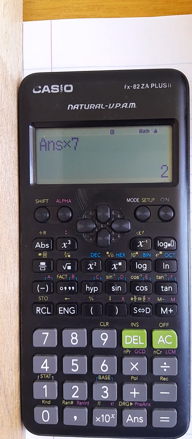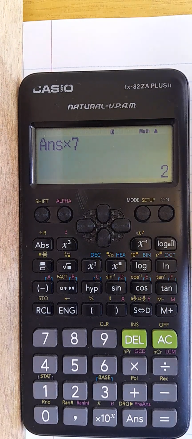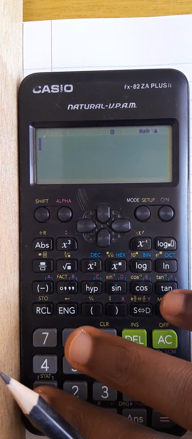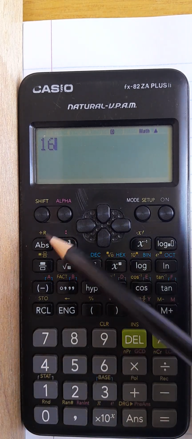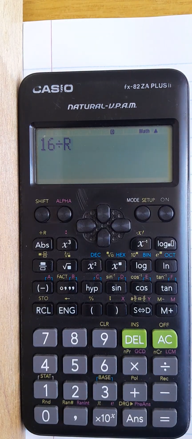You see, guys, that's the longest method. But the simplest method is this one. You say 16. You don't use this divide. You use that divide. You say shift, you say R, and then you press your 7. You see? 16 divided by 7 remainder.